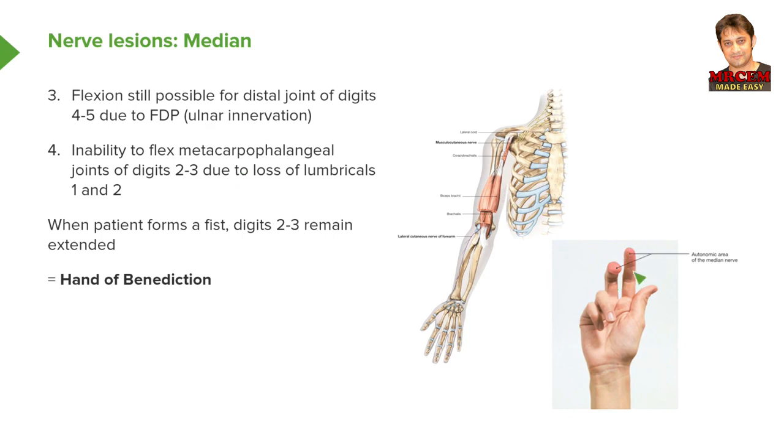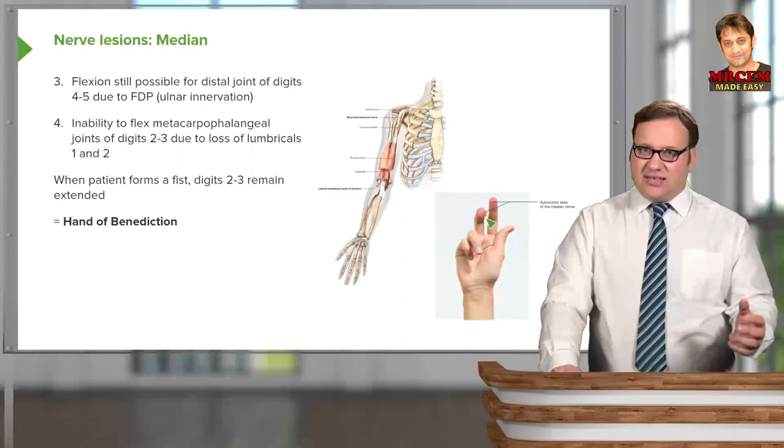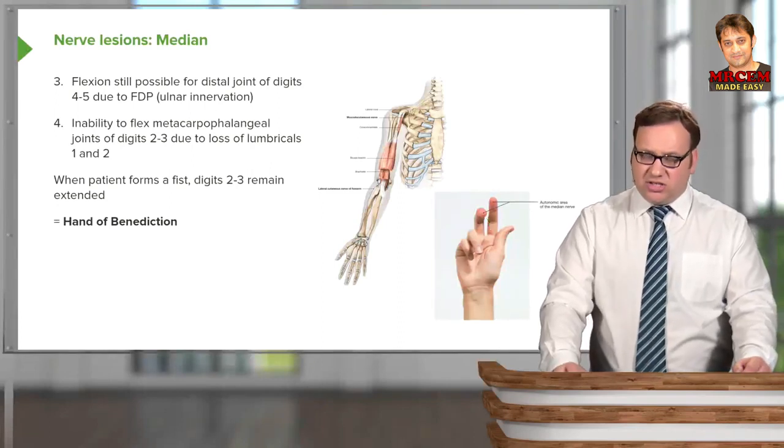Due to a loss of the flexor digitorum profundus and the flexor digitorum superficialis and the various other muscles I've mentioned, like the lumbricals, because these are effectively paralyzed, when someone is asked to form a fist, the function of the flexor digitorum profundus that is supplied by the ulnar nerve is still intact. These digits can flex, but the remaining digits remain extended. And this is known as hand of benediction. And we can see that here on the picture. We can see digits 4 and 5 have flexed, but digits 2 and 3 remain extended. And this is indicative of median nerve damage.